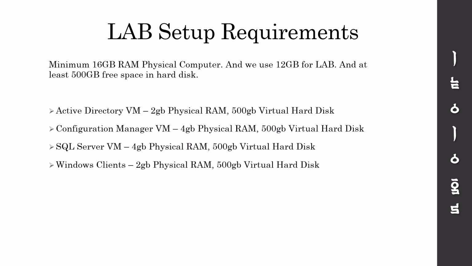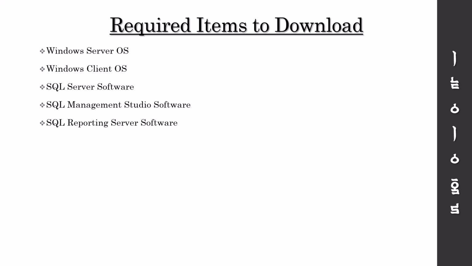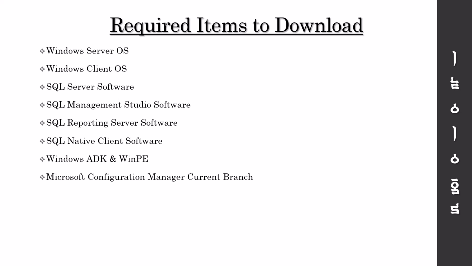The next thing is the required items to download. We need a Windows Server OS for the AD server, SQL server, and everything, and a Windows client OS like Windows 10 or Windows 11 for the client machines. We need SQL Server software for the SQL Server, SQL Server Management Studio and reporting services, native client software, Windows ADK and WinPE, and finally the Microsoft Configuration Manager current patch. These are the minimum items we need to download.